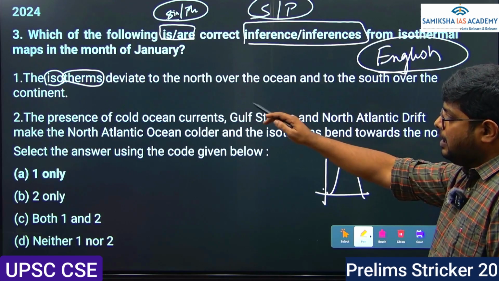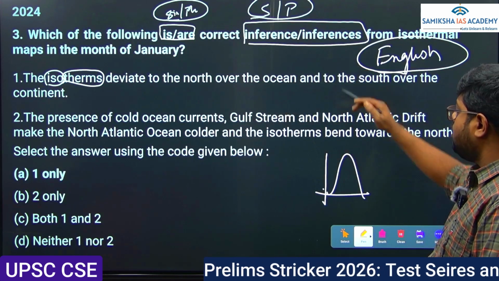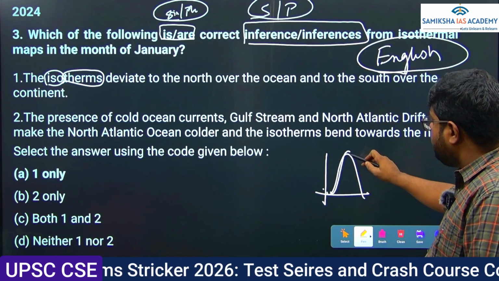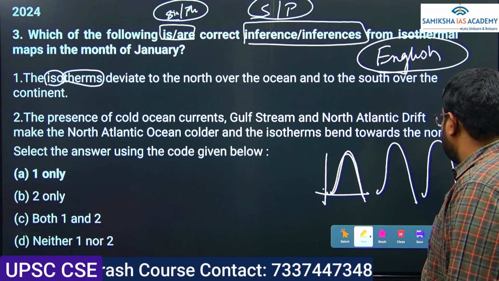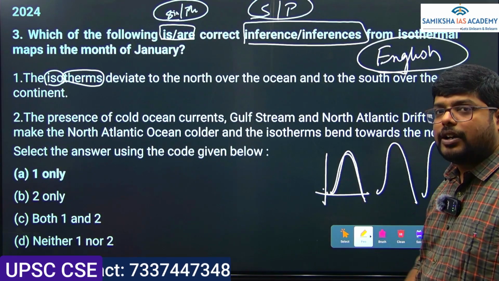So see, they are saying that isotherms deviate. That means north means the graph is increasing, south means the graph is decreasing, right? Node and antinode, crest and trough, right? Waxing and waning of the curve, right?